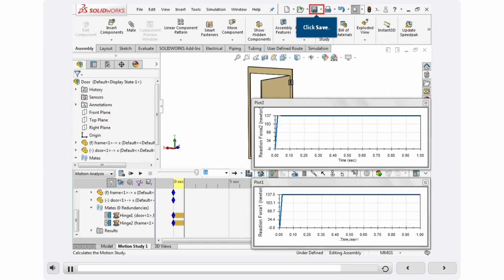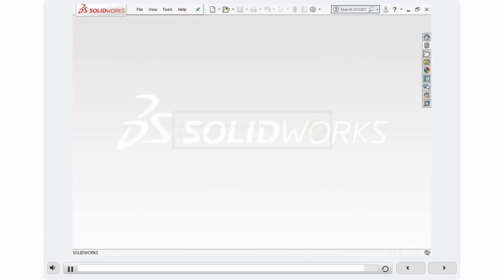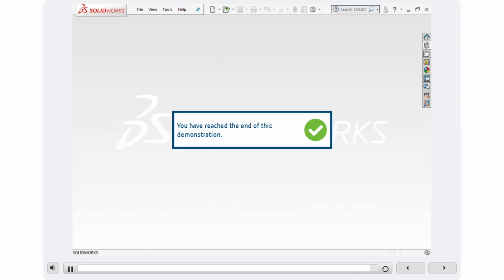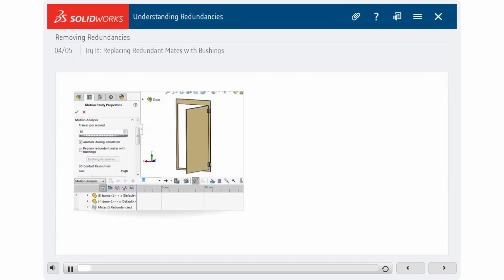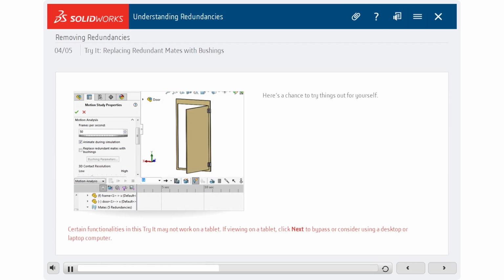Click Save and close the file. That brings us to the end of this demonstration. Click Next to continue. Now you take the controls and find out how much you have learned about replacing redundant mates with bushings. Click Try It to launch the simulation and go through the steps on your own.